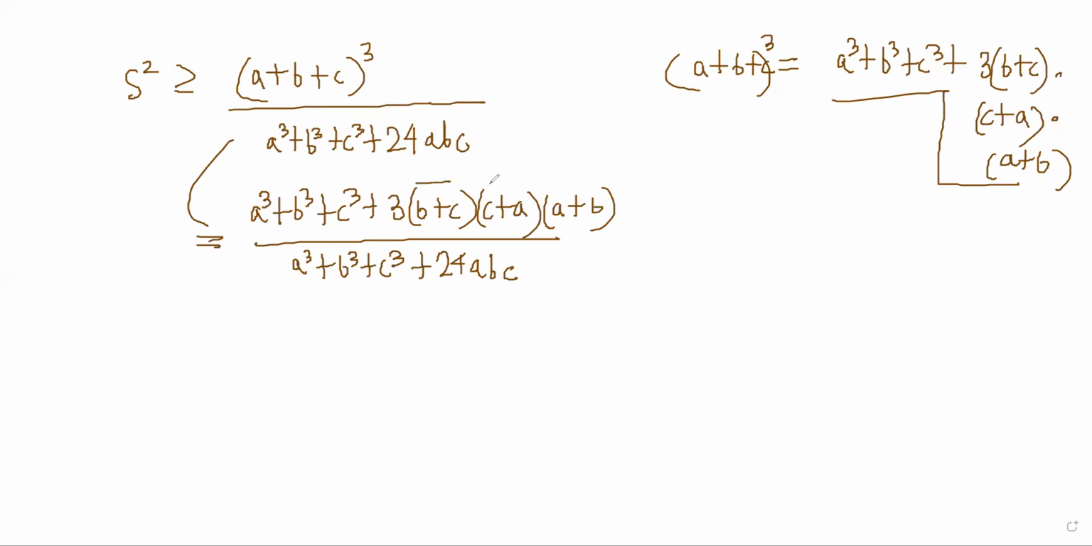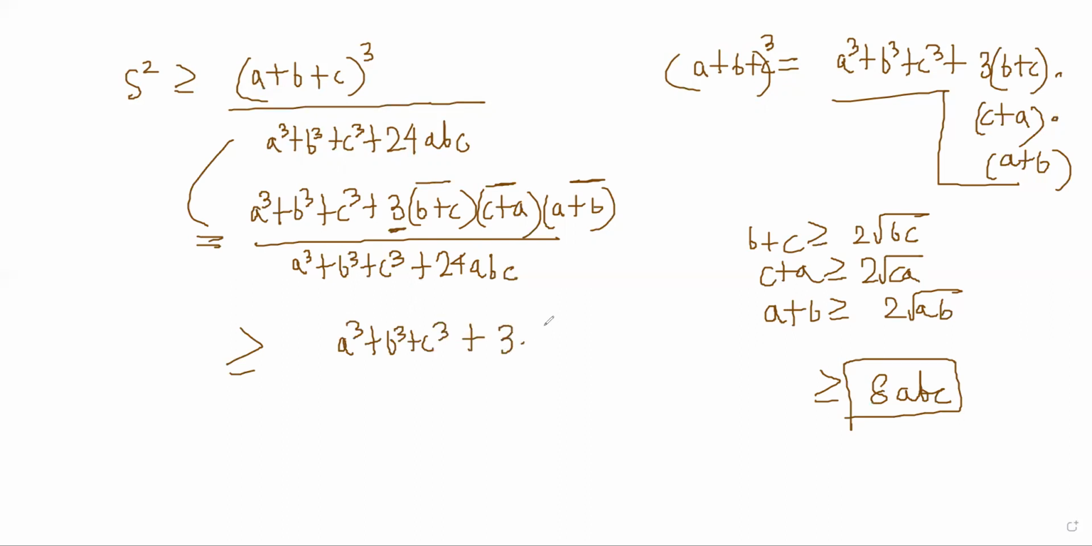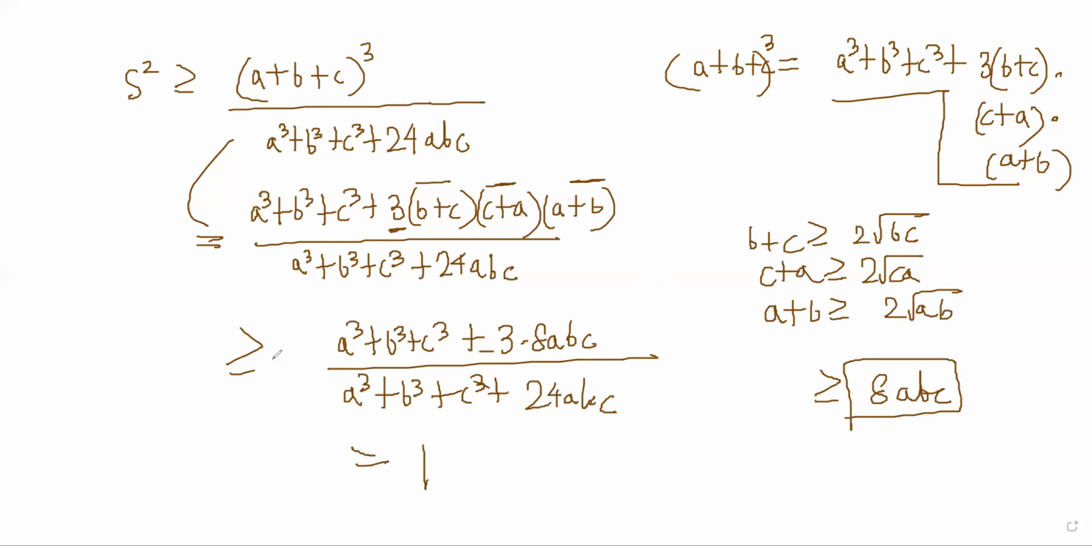But we know that we can apply AM-GM on all of these terms. So b plus c is greater than or equal to 2 root bc, c plus a is greater than or equal to 2 root ca, and a plus b is greater than or equal to 2 root ab. So the product of these is greater than or equal to 8abc, right? And there is a 3 here. So it is greater than or equal to a cube plus b cube plus c cube plus 3 into 8abc, by a cube plus b cube plus c cube plus 24abc, which gives, upon cancellation, 1, right? So we have proved that s square is greater than or equal to 1.